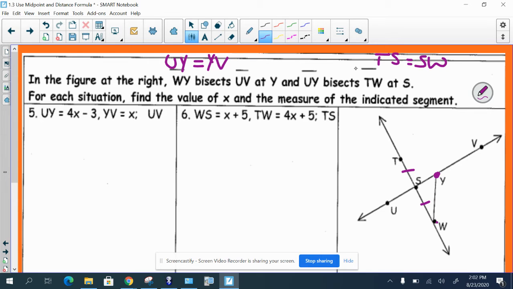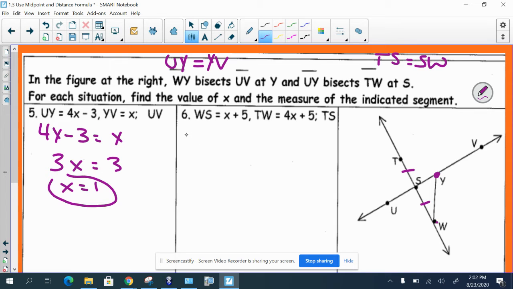Okay, so pause if you need to think about that and copy down the diagram in your notes. And then for each situation, find the value of x and the measure of the indicated segment. So it says UY equals 4x minus 3, YV equals x. So we know that UY is equal to YV, so we could set these two equal to each other. That would give you 3x equals 3, x is 1.